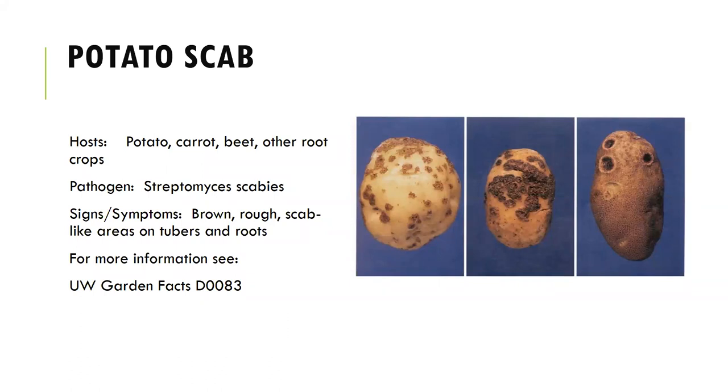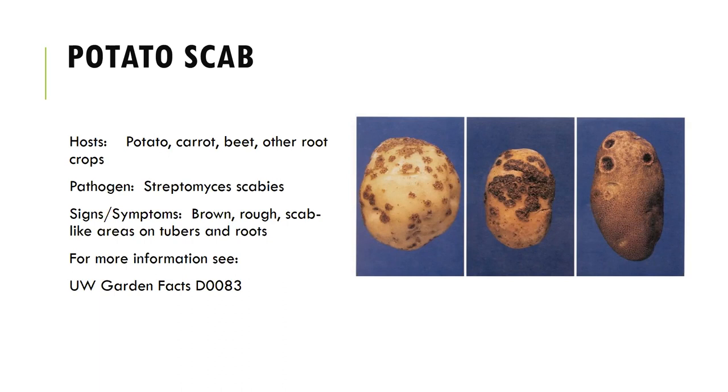Classic symptoms of scab include raised, corky, rough patches on the root surfaces, as you can see in the photos. Eventually, if it gets bad enough, they can create large deep pits, which is what you see in the photo on the right. Thankfully, you can still use the potatoes. They just don't look great.